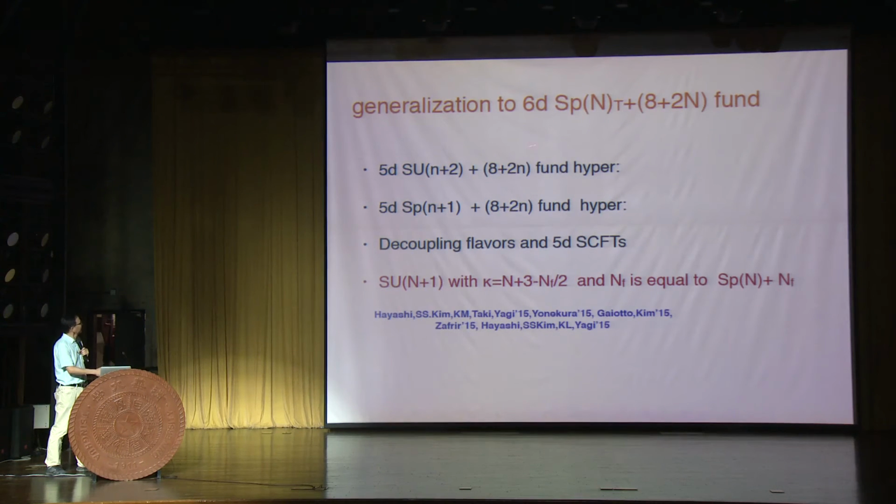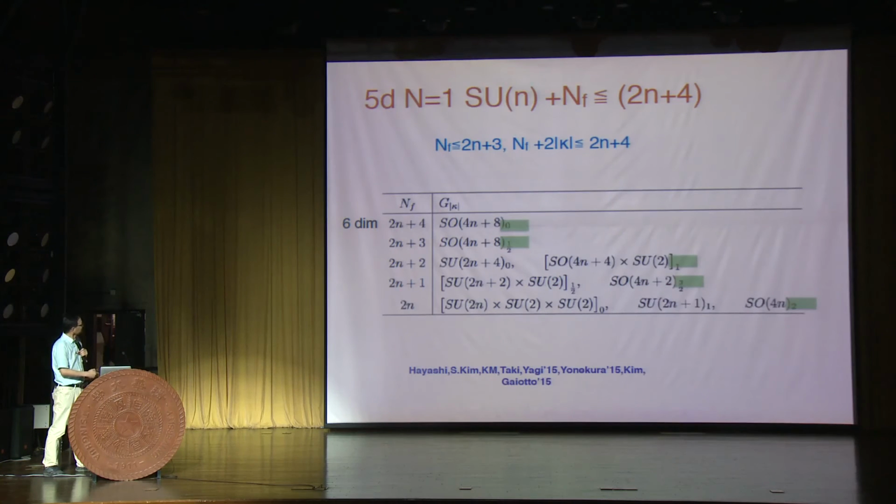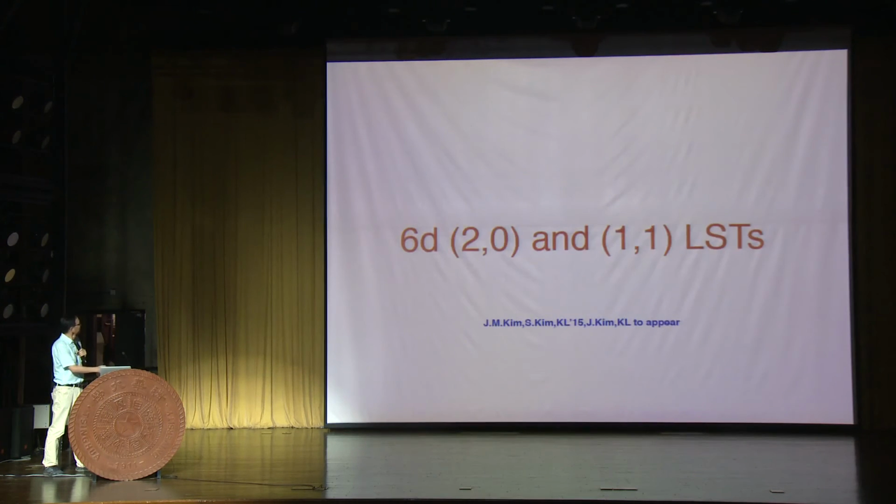Now, it turns out that there's another type of generalization where one can do 6D Sp(N) with N+8 fundamentals. Again, one can have a 5D SU(N) type gauge group or a 5D Sp(N) type gauge group, and they are all equivalent. Specifically, when the SU(N) gauge group is with certain Chern-Simons levels, then it's equivalent to Sp(N). And that has been shown for specific cases with various calculations. And here are the other examples.